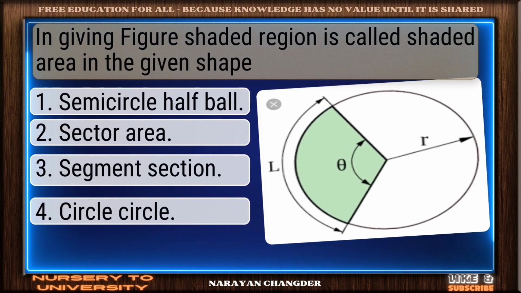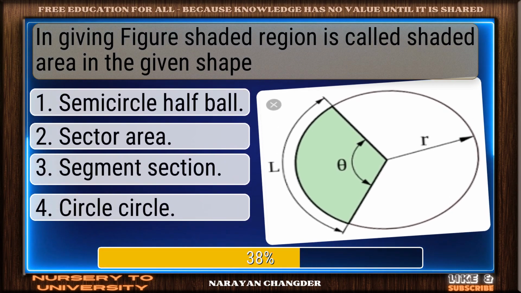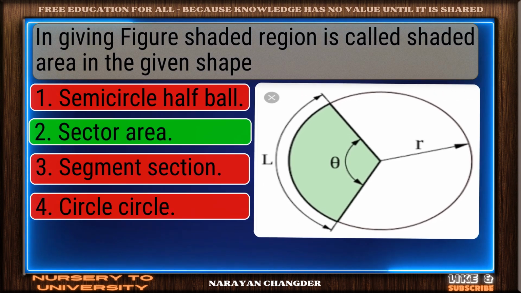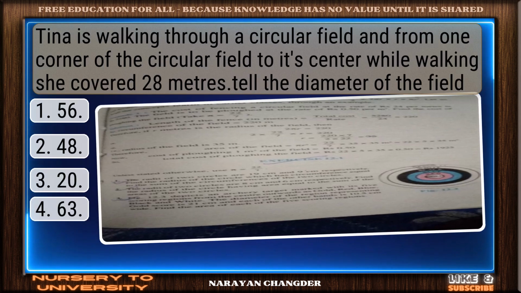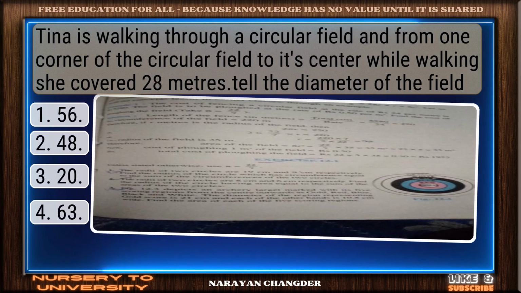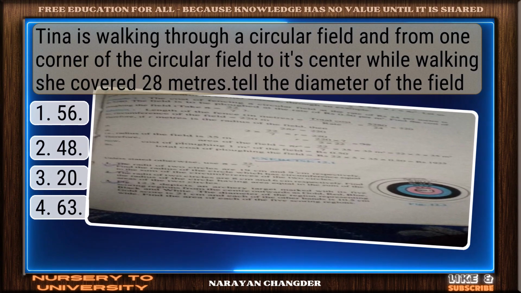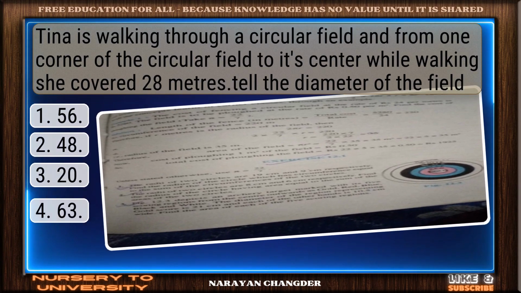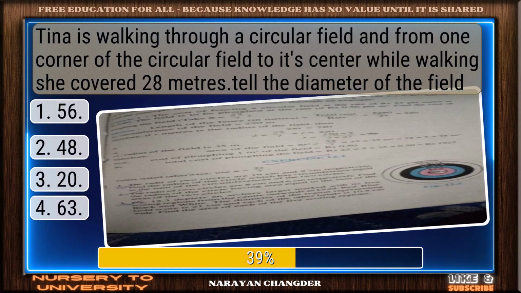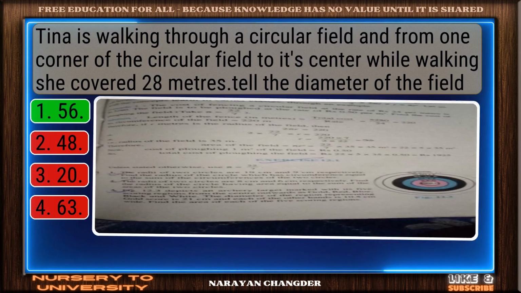In given figure, shaded region is called shaded area in the given shape. Smart move. Sector area is an accurate answer. Tina is walking through a circular field, and from one corner of the circular field to its center while walking, she covered 28 meters. Tell the diameter of the field. You got it? Your choice 56 is right.